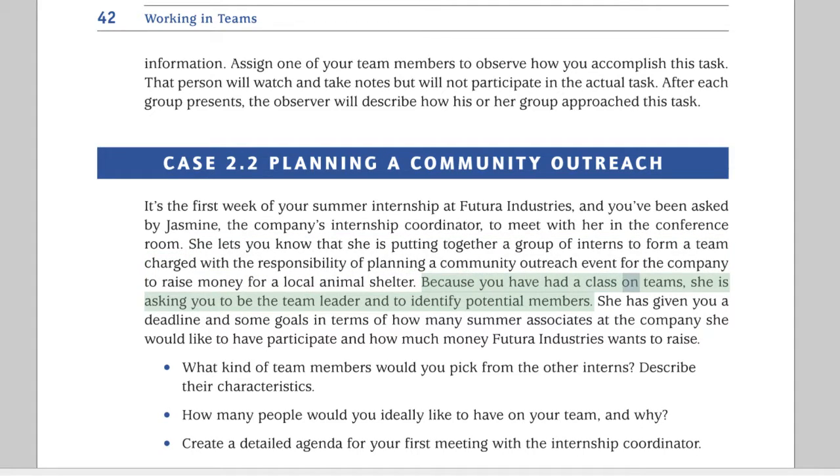Because you have had a class on teams, she is asking you to be the team leader, and to identify potential members. She has given you a deadline, and some goals in terms of how many summer associates at the company she would like to have participate, and how much money Futura Industries wants to raise. What kind of team members would you pick from the other interns? Describe their characteristics. How many people would you ideally like to have on your team, and why? Create a detailed agenda for your first meeting with the internship coordinator.